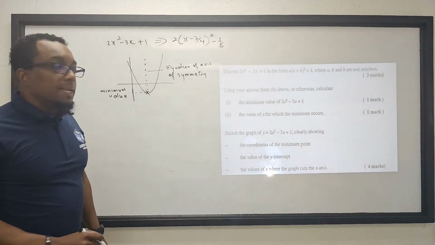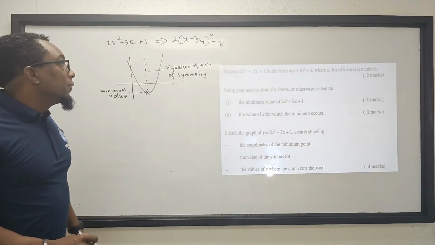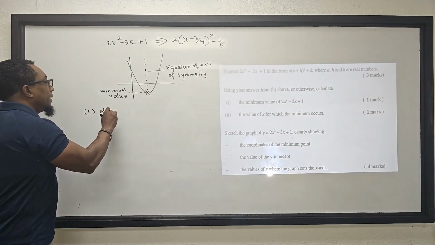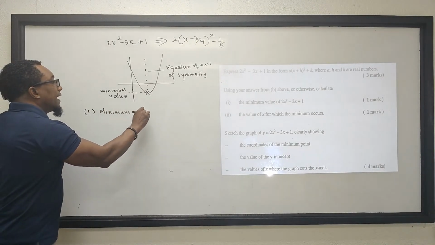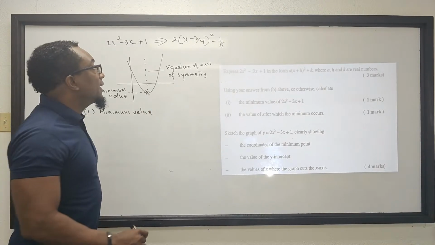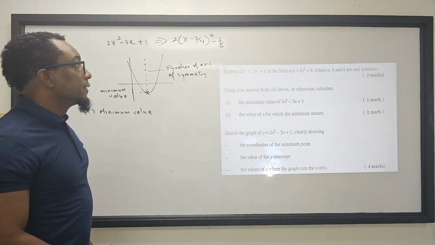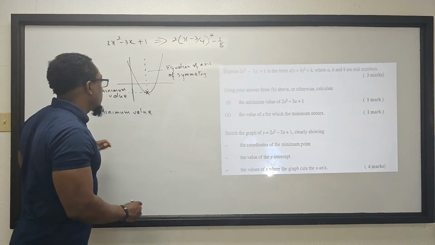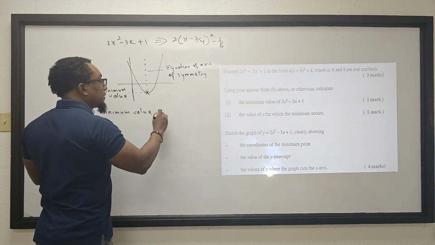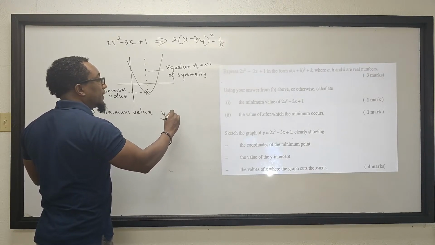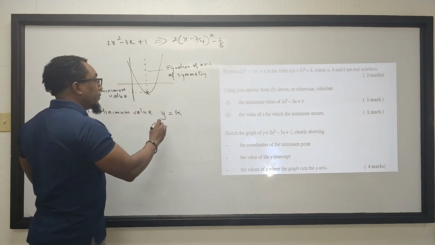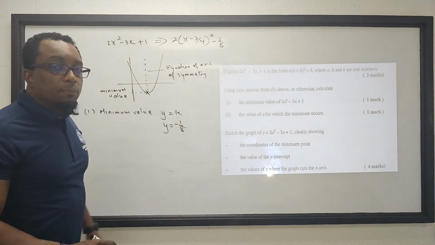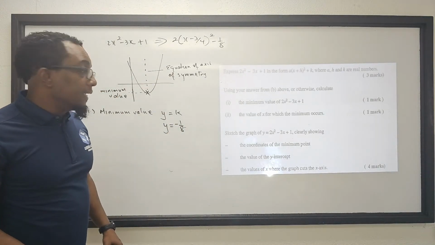So completion of squares will help us to achieve both. So part 1, the minimum value, it is always k when we complete the square. And k in this case will be negative 1/8, so the minimum value, which is the y coordinate of the turning point, is k. So therefore, the minimum value of y will be negative 1/8, because negative 1/8, of course, is the representation of k.